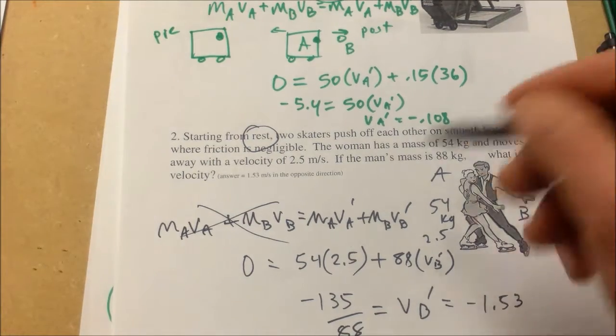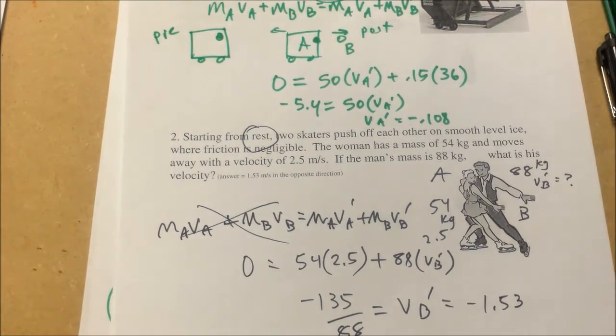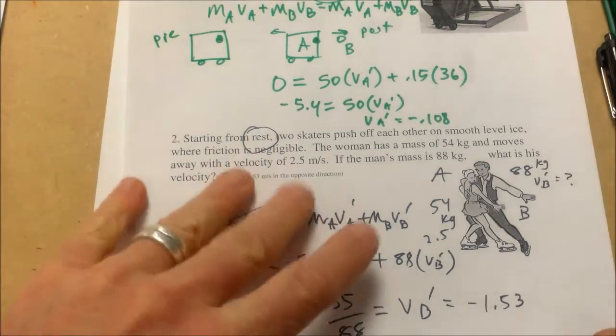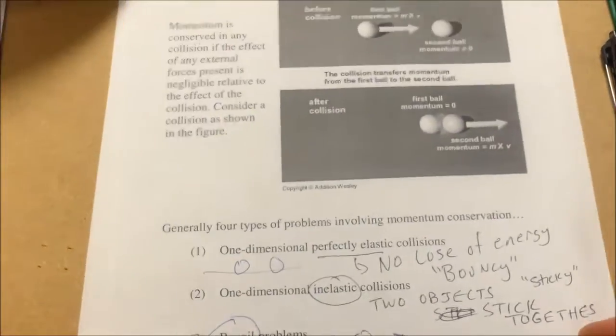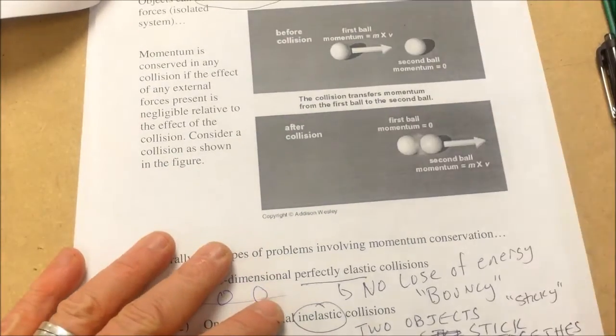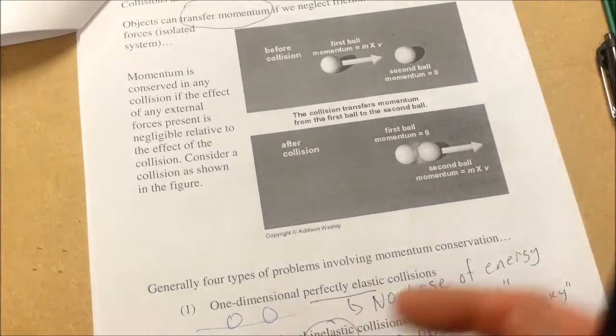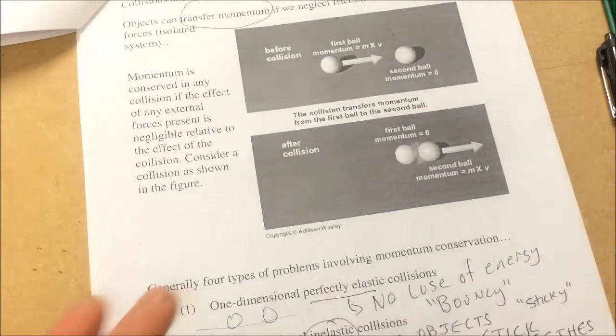I get negative, meaning it's the opposite direction to the woman. All right, that makes sense? So that's a recoil problem. So what have we looked at? We've looked at then collisions. Okay, momentum is conserved, meaning that the momentum of objects pre-collision equals the momentum of objects after the collision.